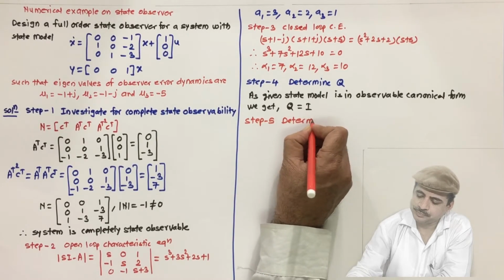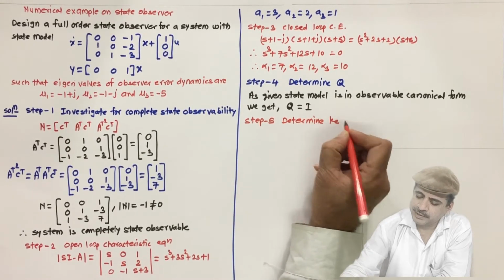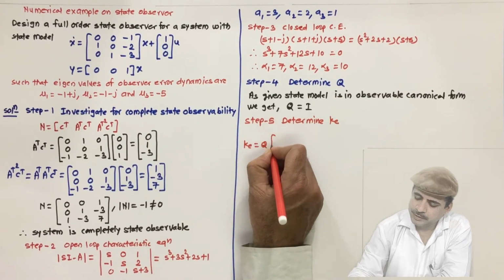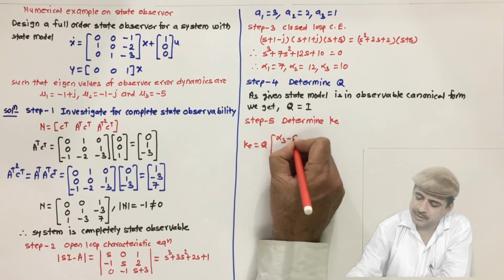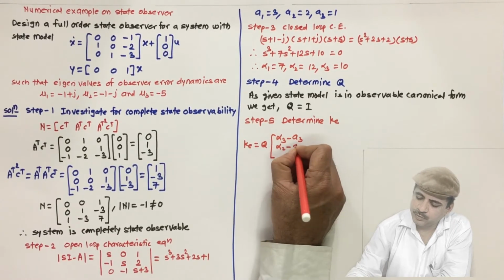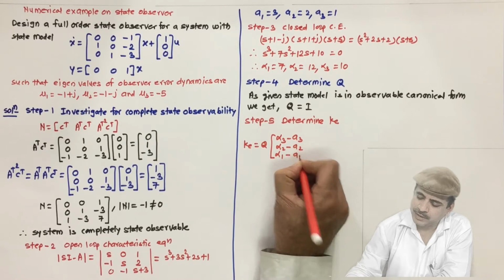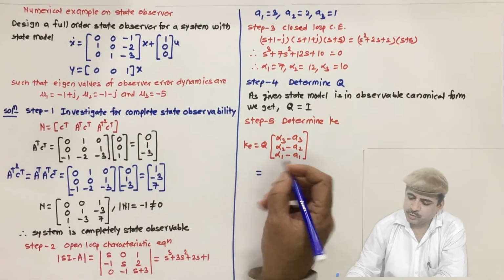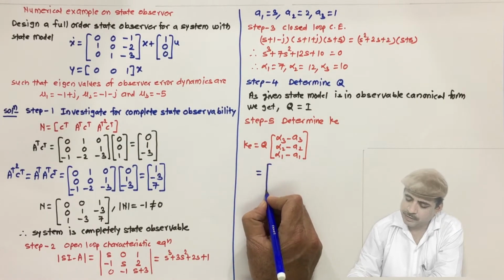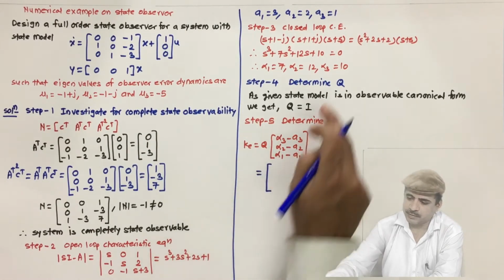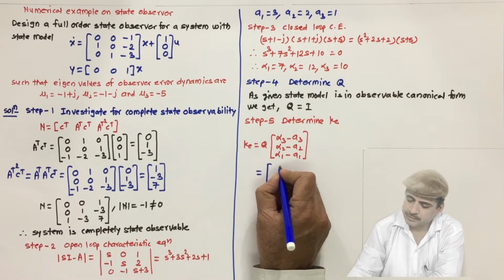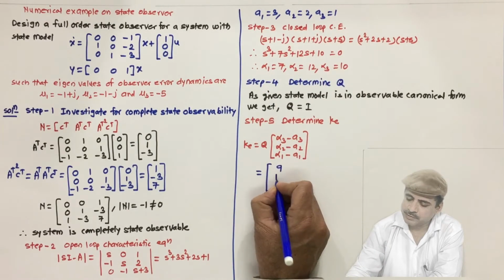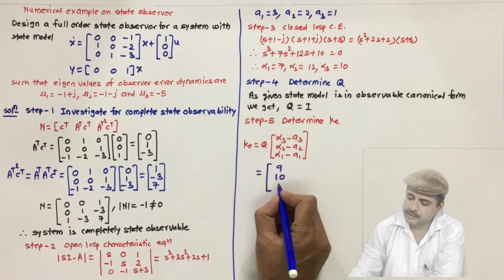And finally step 5, determine Ke. So here, Ke is equal to Q times [alpha 3 minus a3, alpha 2 minus a2, alpha 1 minus a1], as it is a third order system. Now Q is the identity matrix, so no need to write it. Directly we have this answer. What is alpha 3? 10. a3 is 1, so 10 minus 1 is 9. Alpha 2 is 12, and 12 minus 2 is 10. And 7 minus 3 is 4.